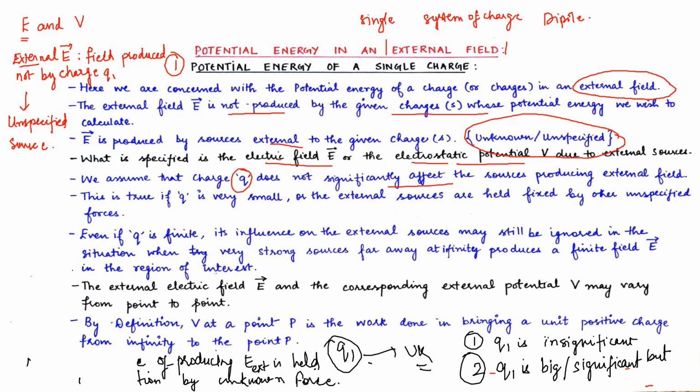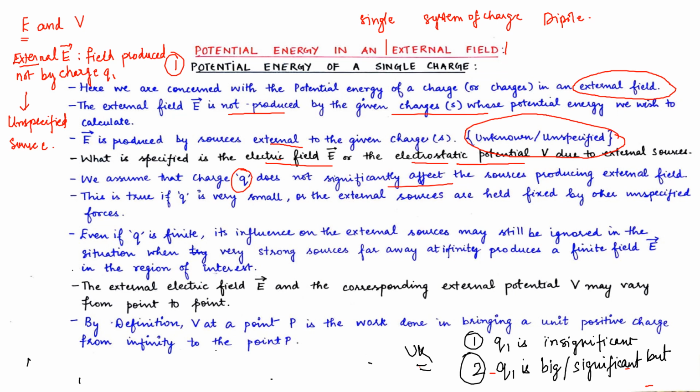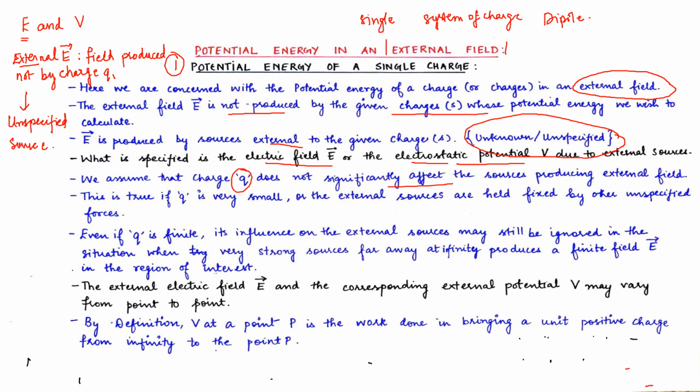The next point is that this is true if Q is very small. Now if we take Q to be very small, this is true. Or the other thing which can be there is that external sources are held fixed by other unspecified forces, and these unspecified forces are playing their role in making sure that our unknown charge is not having any problem and is producing the same external field, though our known charge Q is big enough.